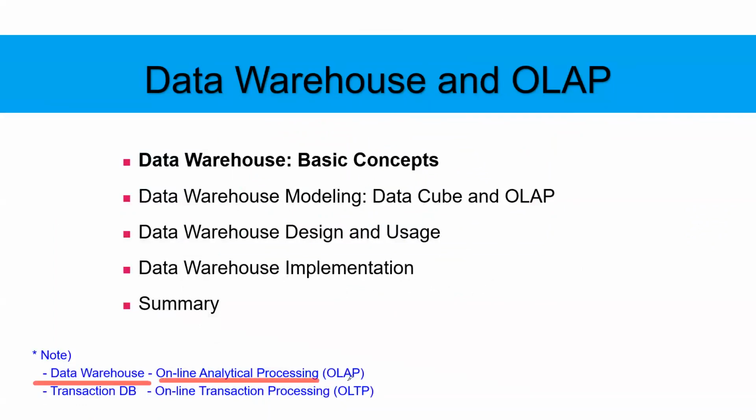Data warehouse, mostly people will say it as OLAP. OLAP means online analytical processing. The other keyword is transaction DB. It is online transaction processing, or OLTP.